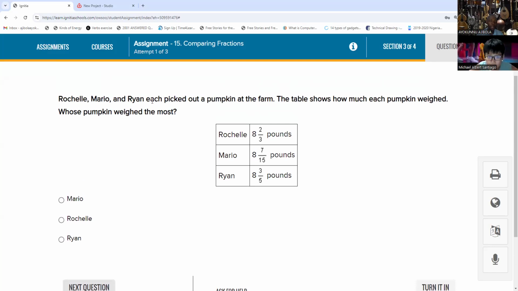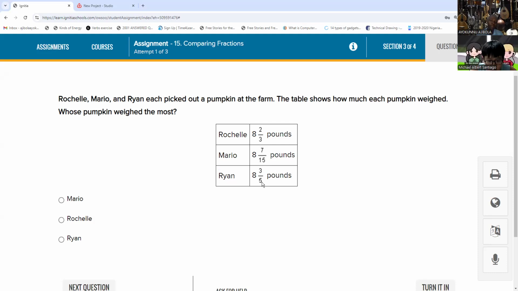Rochelle, Mario, and Rain each pick out a pumpkin at the farm. The table shows how much each pumpkin weighs. Whose pumpkin weighs the most? They are all 8s. Fine. And this is 2/3, this is 7/15, and this is 3/5. So if we look at the denominators, we have 3, we have 15, and we have 5. The LCD is 15 because 3 and 5 can divide 15.